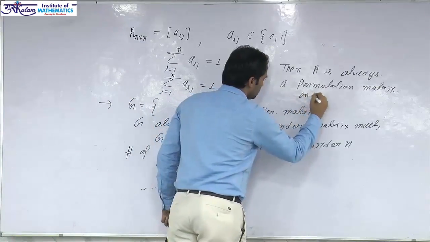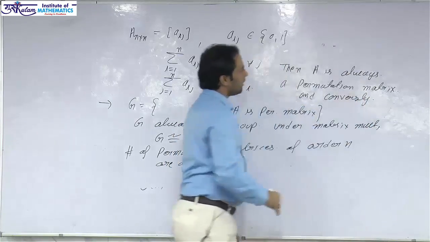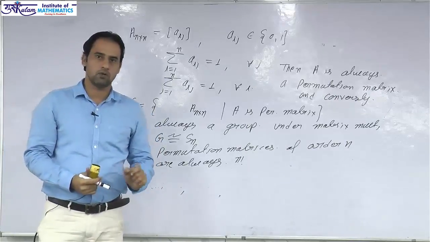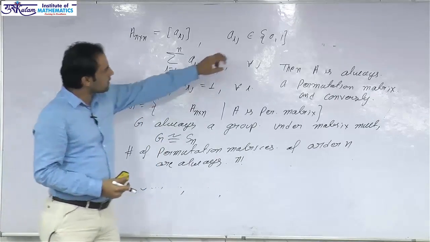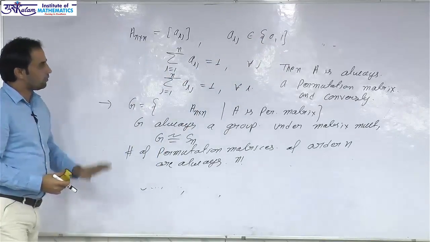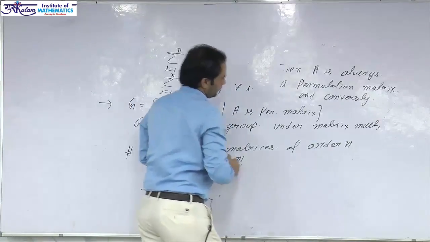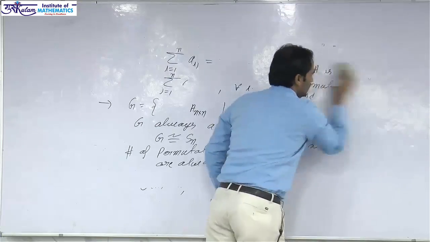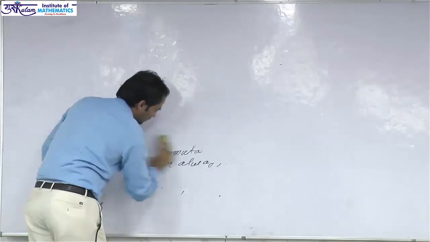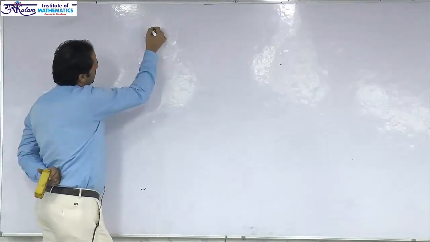And conversely, in every permutation matrix, every row sum is 1, every column sum is 1, and entries belong to 0 and 1. So let's consider an example on all these properties. We will start with a basic example.